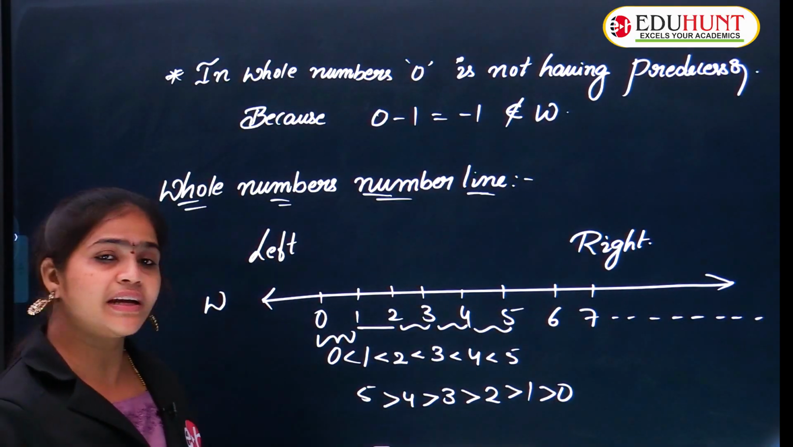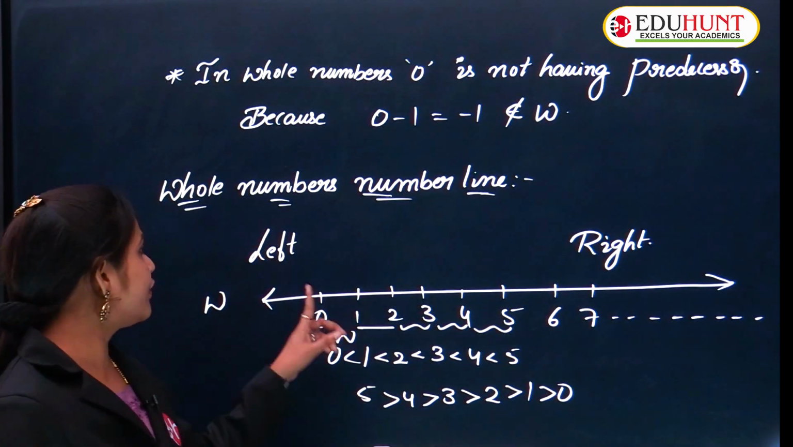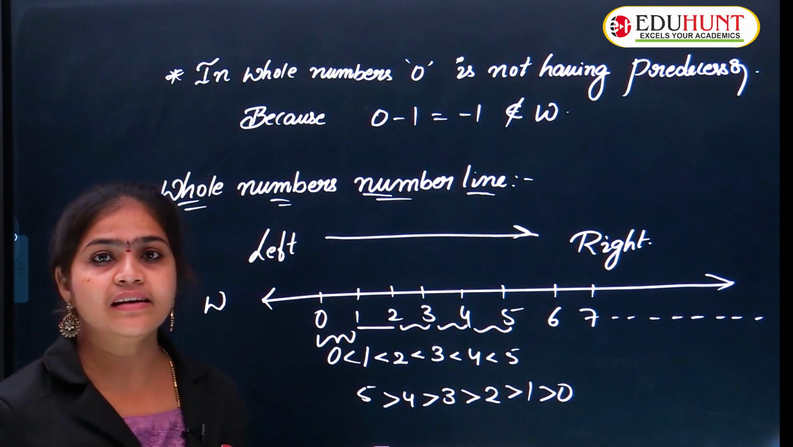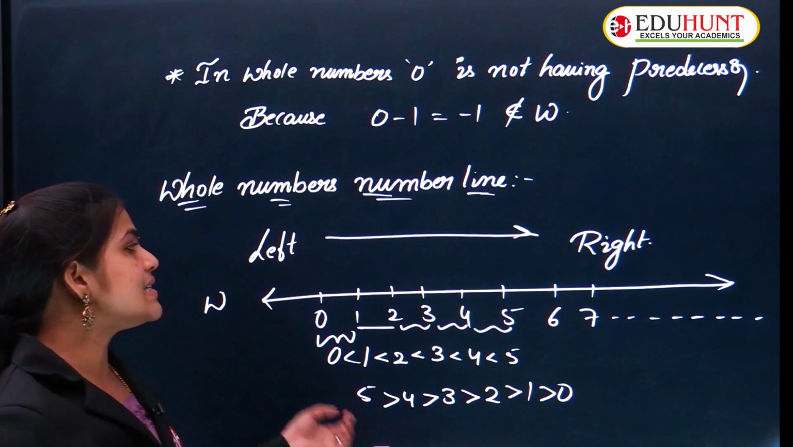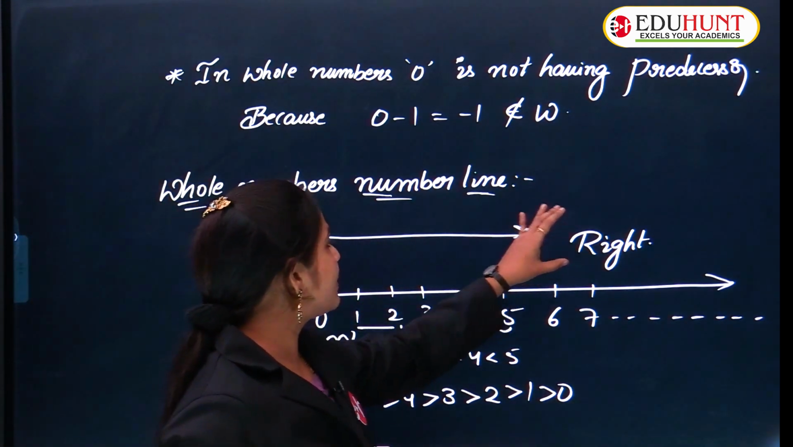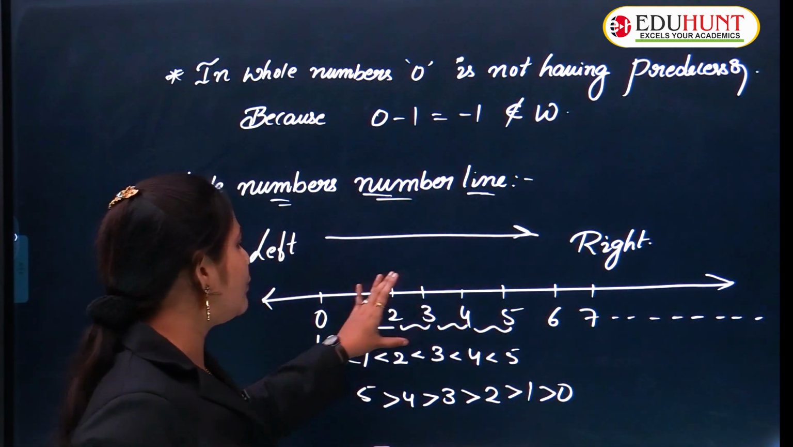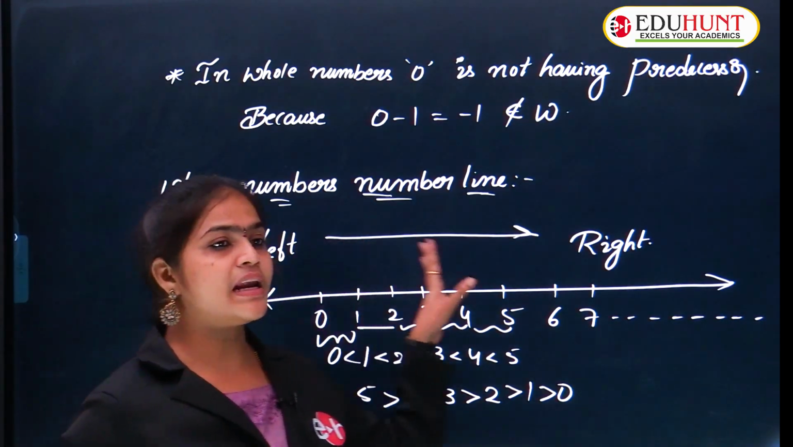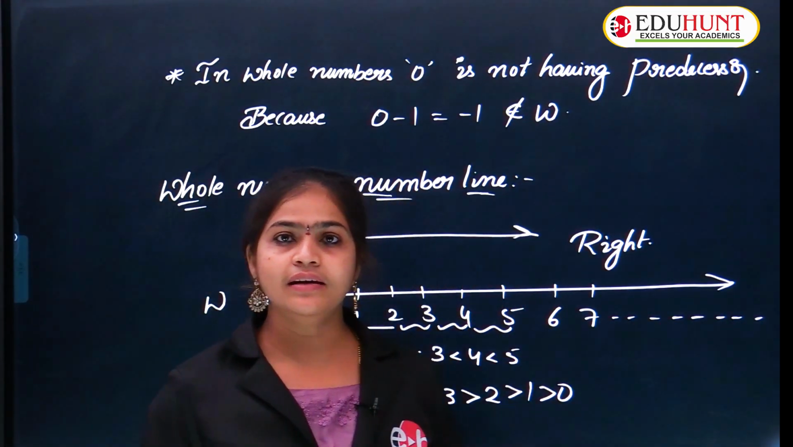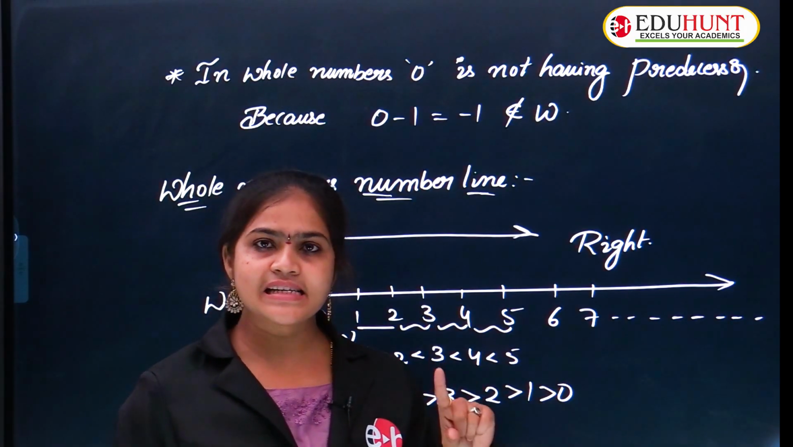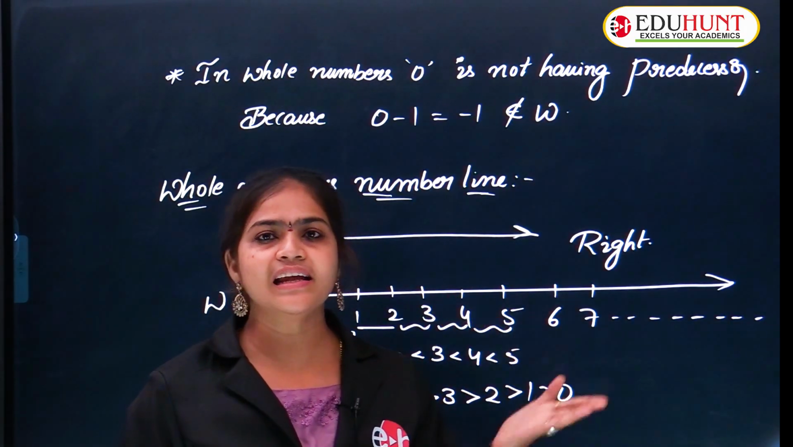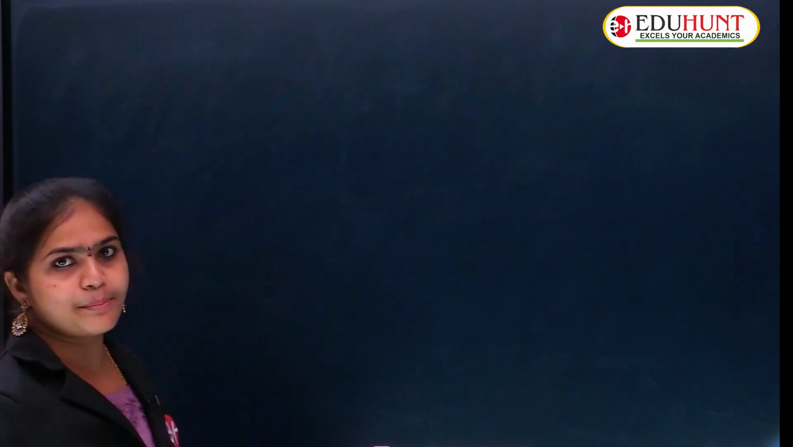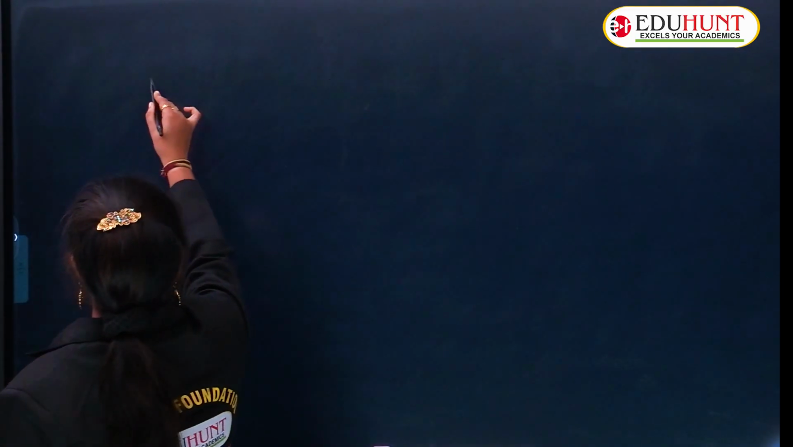Understood? Now what we can observe here is that while moving from left side to right side, the number value is in increasing order. And in the same way, while moving from right side to left side, the number value is in decreasing order. Understood? So this is about the number line of whole numbers. Now we can perform addition and multiplication on the number line. How to perform those two fundamental operations on a number line?